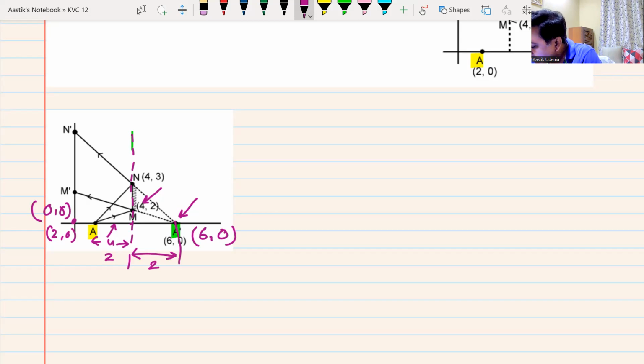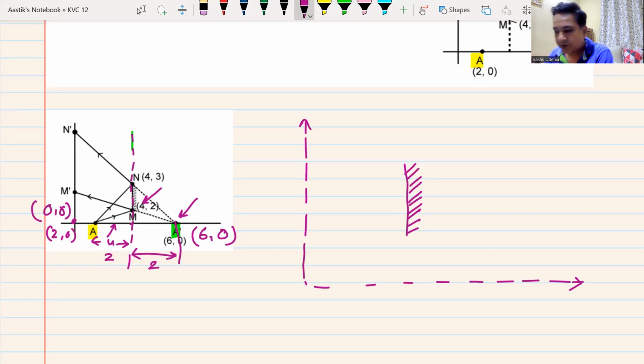Now, if you can just see it on a bigger scale, this is my plane mirror. Let us say this is my y-axis. This is my x-axis. What I am doing here is drawing a bigger diagram of the same thing. Now my object is here, A at 2, 0. My image is here, A dash at 6, 0.